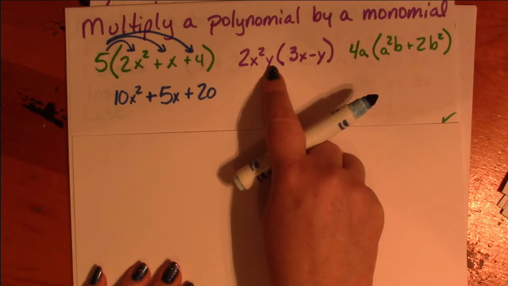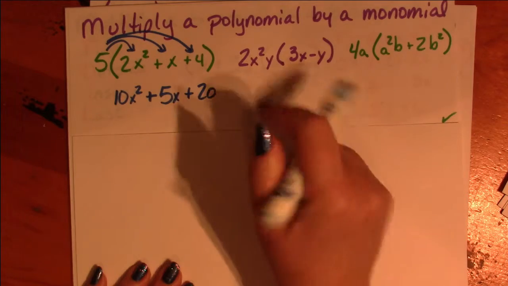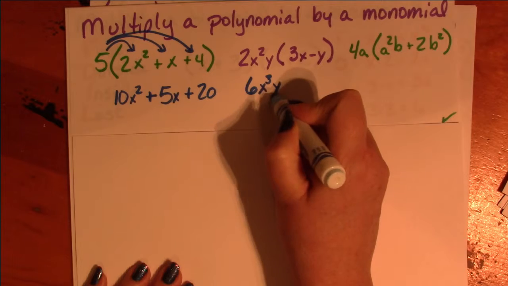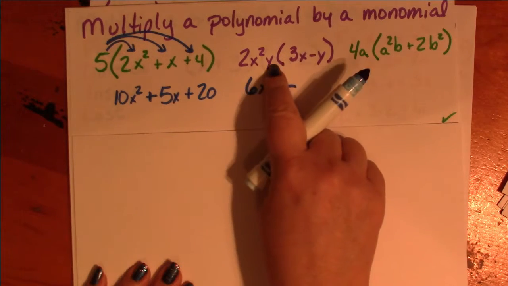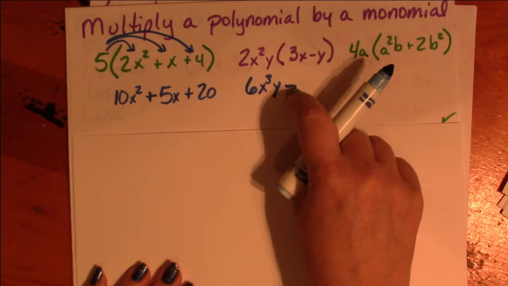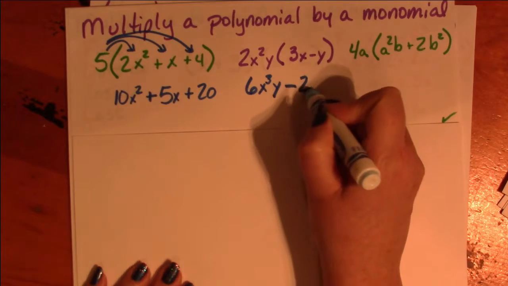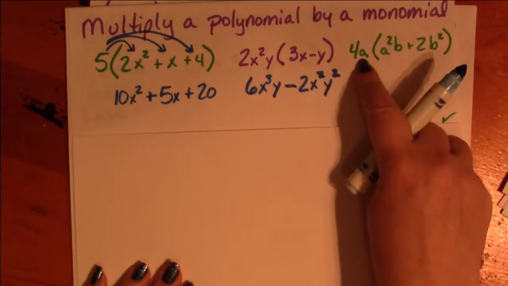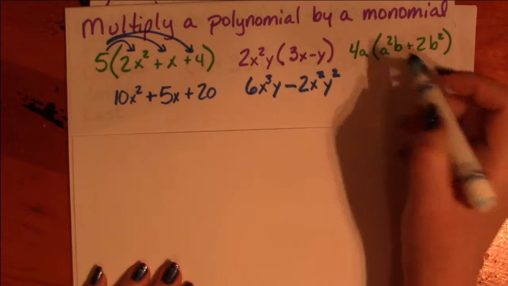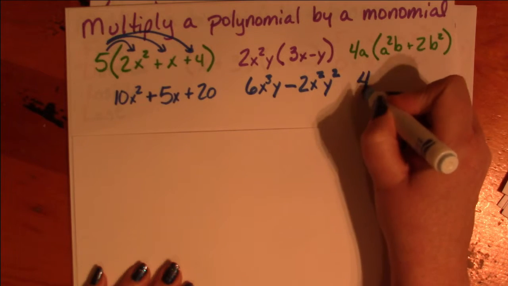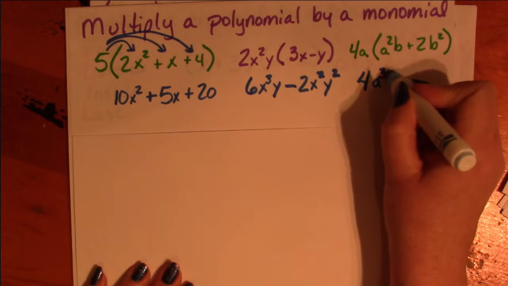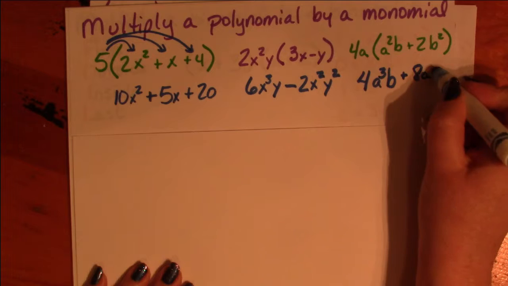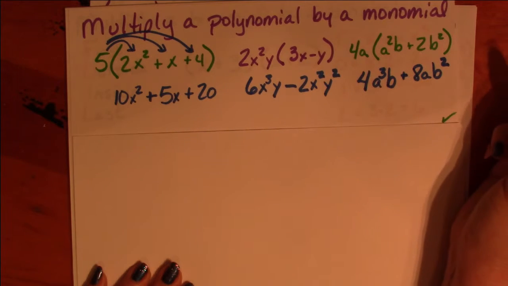2x squared y times 3x, 2 times 3 is 6, x squared times x is x cubed, and a y, minus this times negative y. So we've got our negative sign, and we've got 2x squared y squared. 4a times both of these, we're going to add a 4 and an a to ab squared. So we have 4a cubed b plus, and 2 times 4 is 8ab squared. Okay?